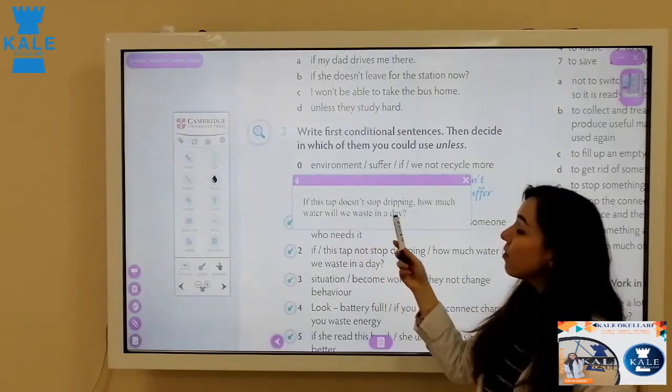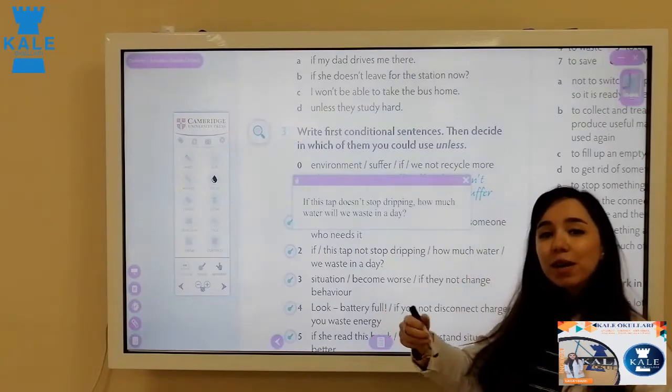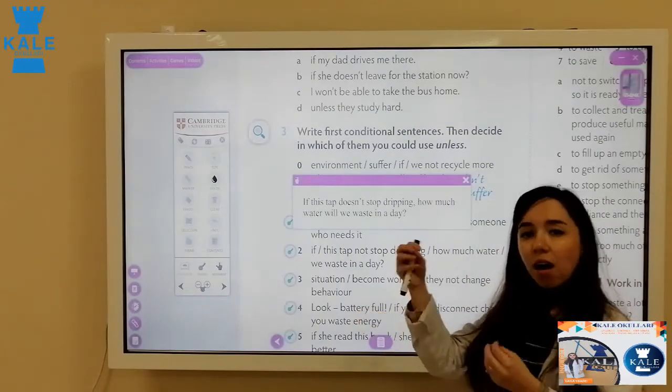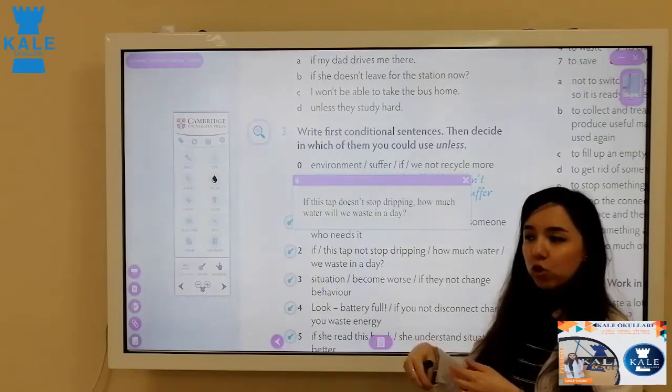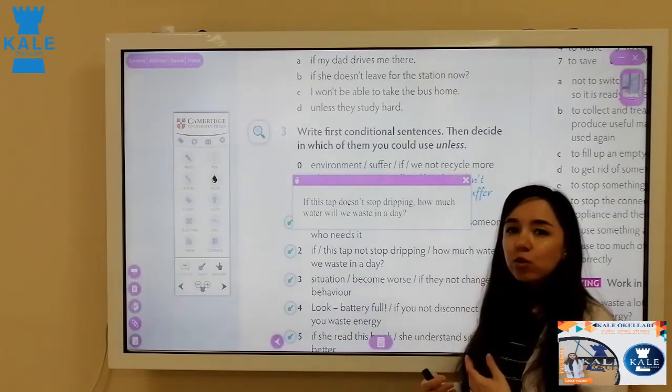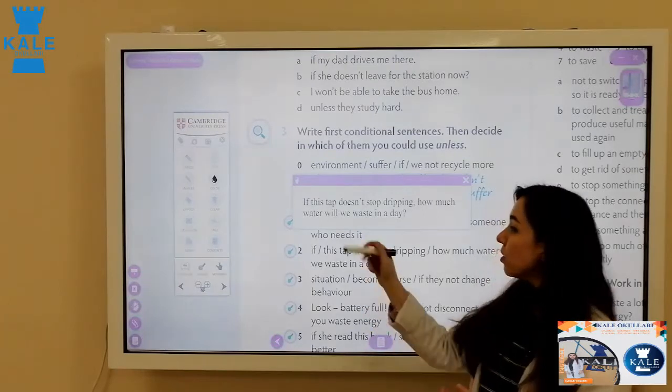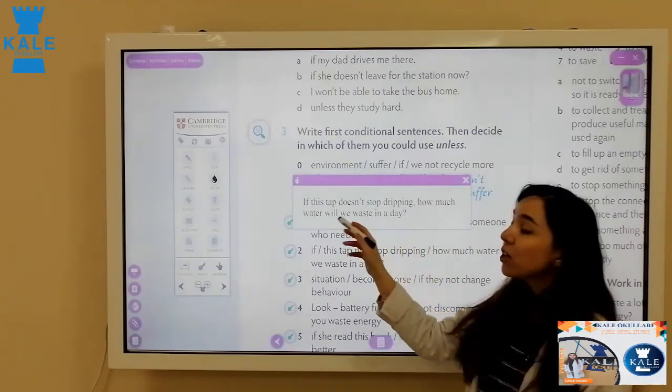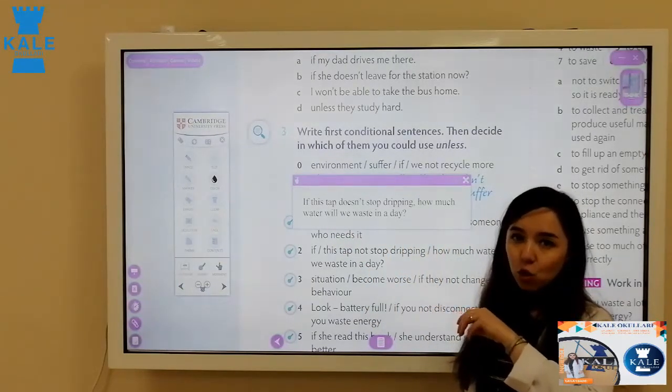How much water will be wasted in a day? So just imagine that the tap is open, yes? All the time water is dripping from there. So it will waste the water. Instead, what should we do, not for wasting it, or how much water will be wasted when the tap is open.